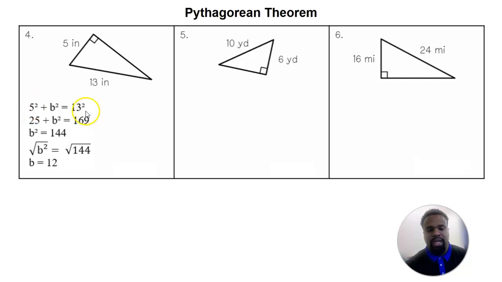Let's square these. 5 squared is 25, 13 squared is 169. Now you have 25 plus B squared equals 169. We need to solve for B, so we have to isolate B and get it by itself. We need to move 25 to the other side like we would when solving an equation, so we subtract. 169 minus 25 gives you 144, but that gives you B squared, not B. So we have to do the square root. The square root of 144 is 12. So the value of the missing leg here is 12 inches. Go ahead and pause the video. Try that same approach to see if you can solve for numbers 5 and 6.